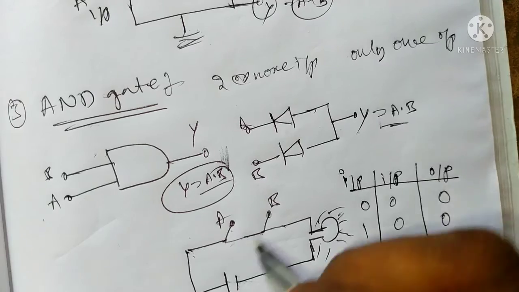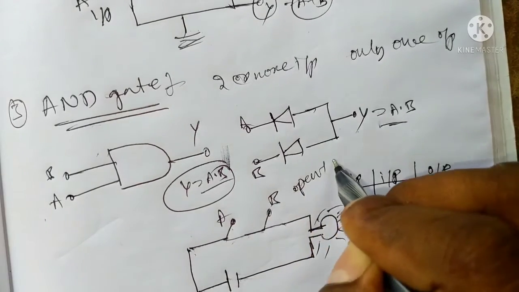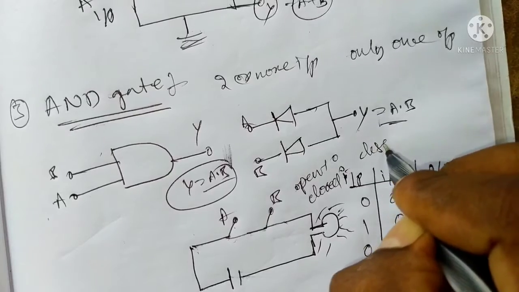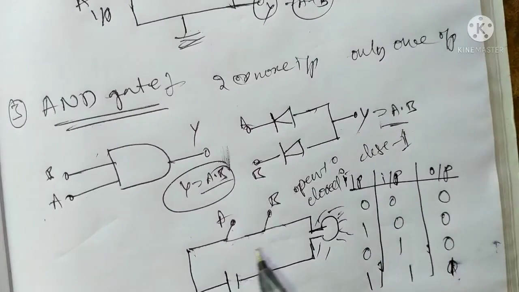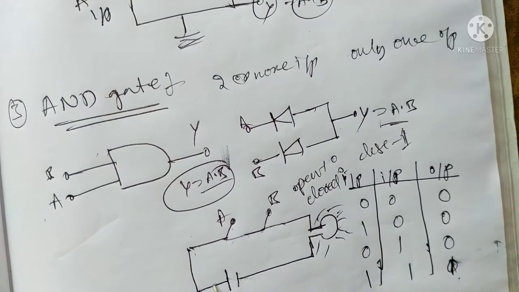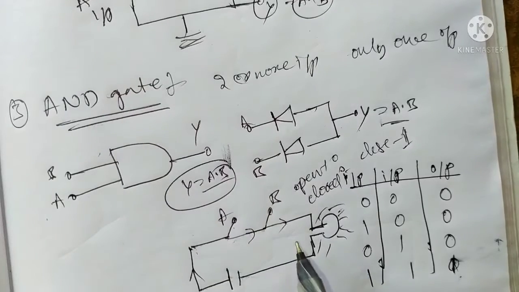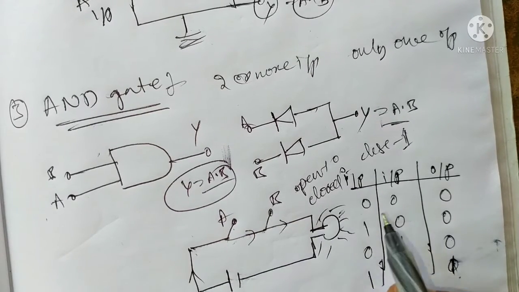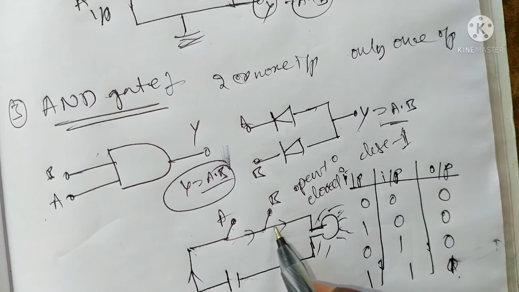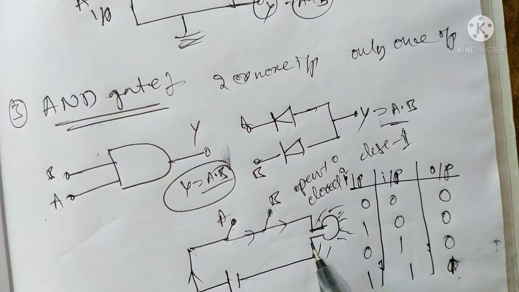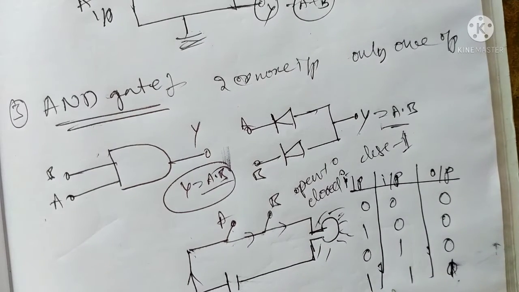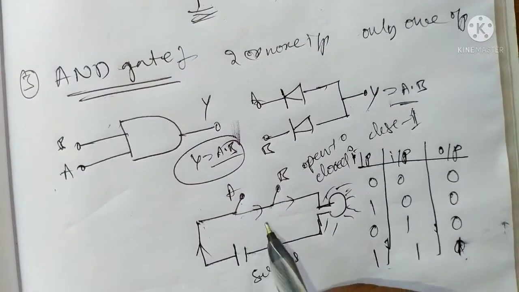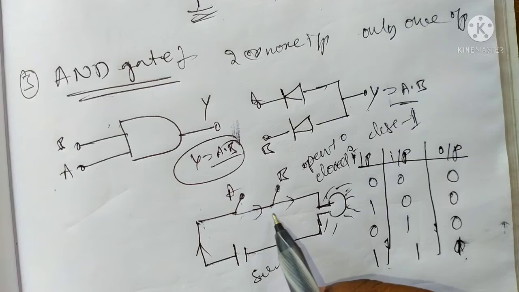Open means 0, and closed means 1. Closed means the circuit is closed, the current passes through the circuit, and the light comes on. If only one is closed, there is no current passing through the circuit. Only when both are closed does current pass. A and B are in a series connection.